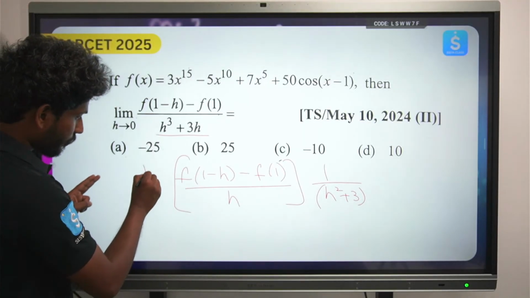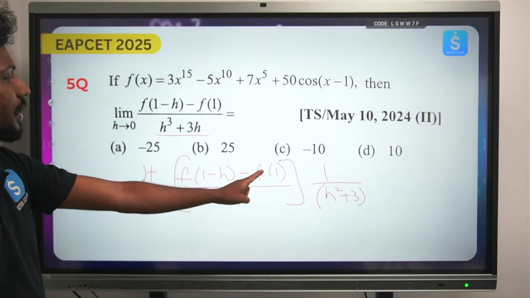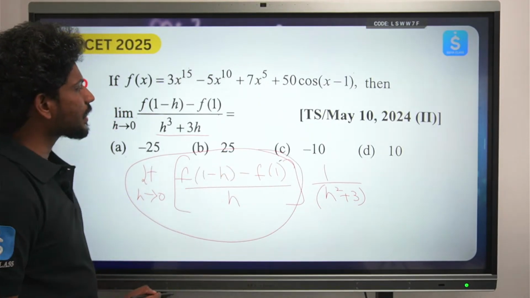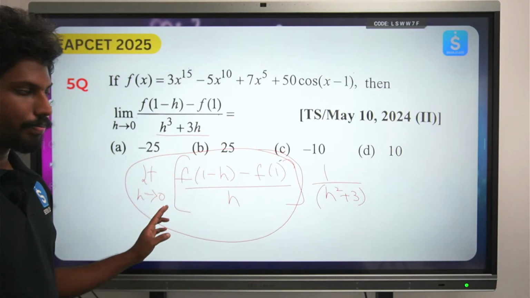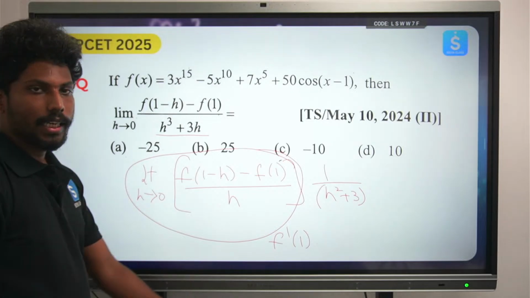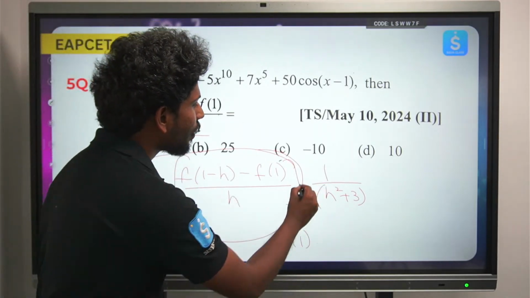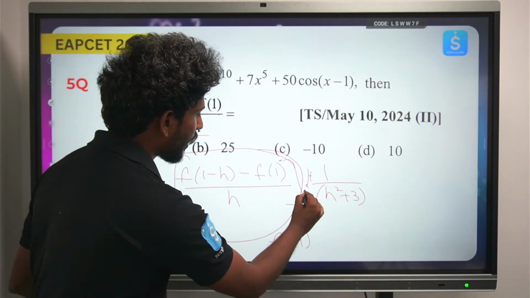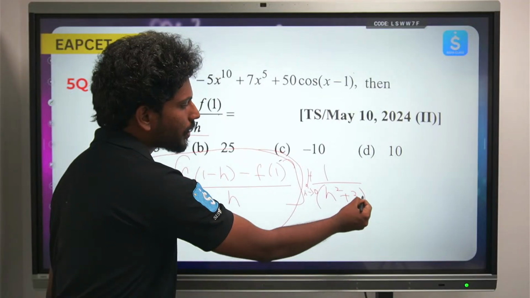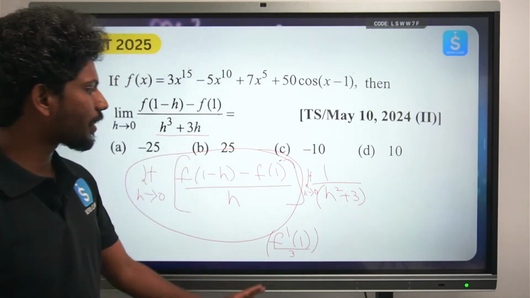So limit h tends to 0. Now what is f of 1 minus h minus f of 1 by h? Looking at this formula, don't you think it is just looking like the derivative formula, right? So this is nothing but f dash of 1. This is the differentiability formula I told you earlier, f dash of 1. And again you apply limit h tends to 0. Now f dash of 1, if you apply 0, this will become 0 plus 3, that will be 3. So f dash of 1 by 3.